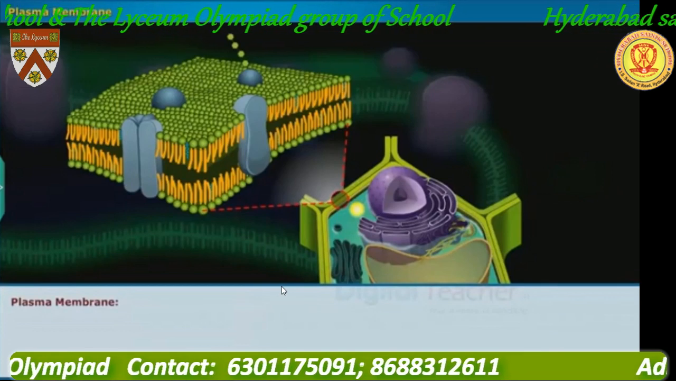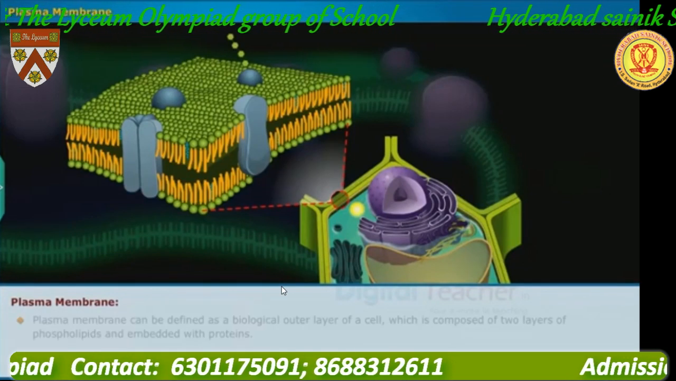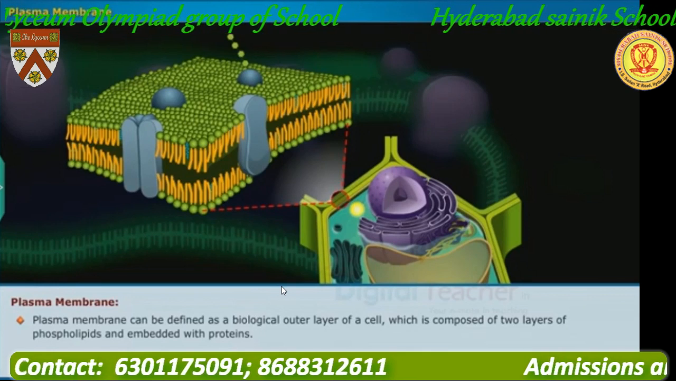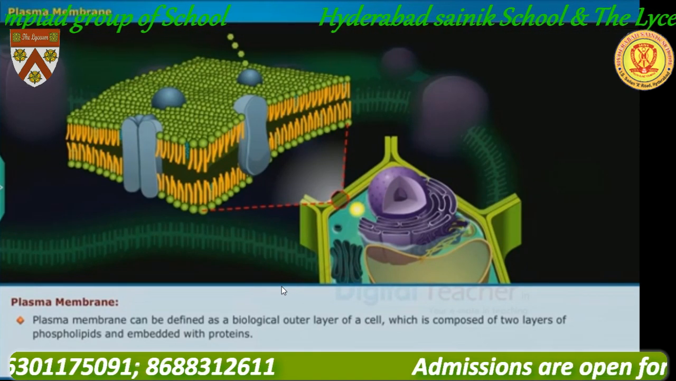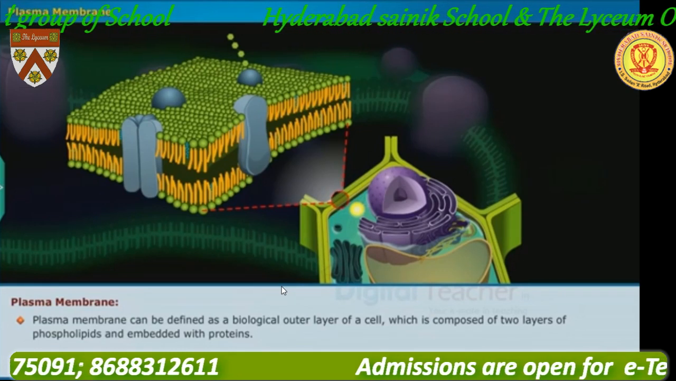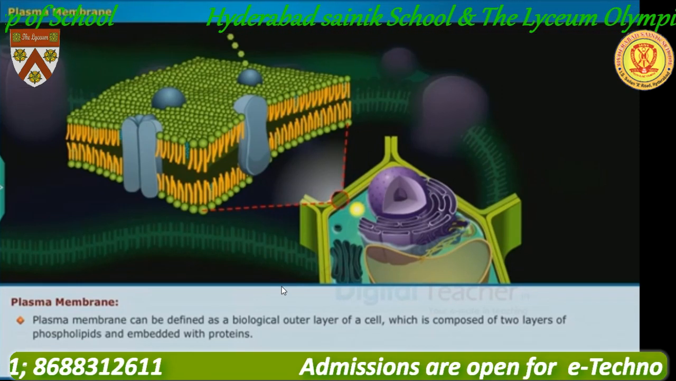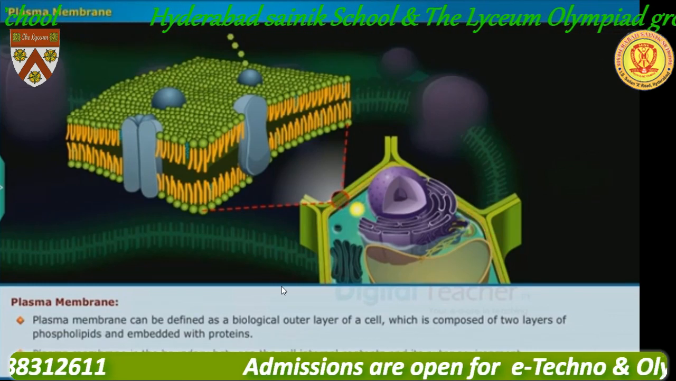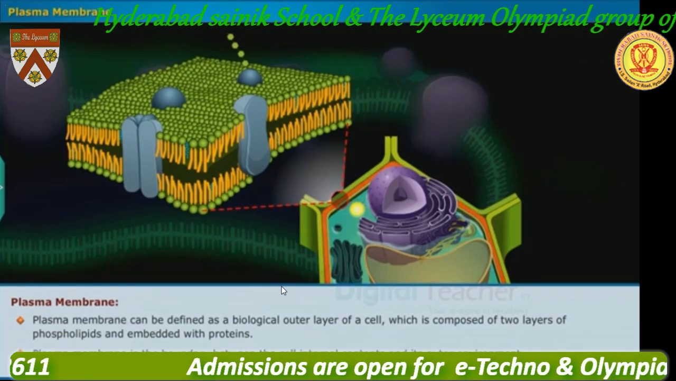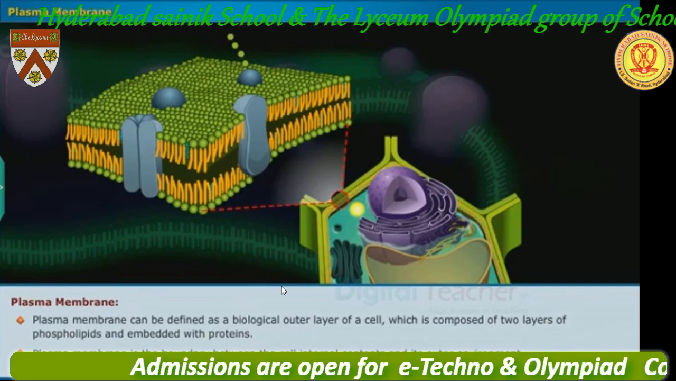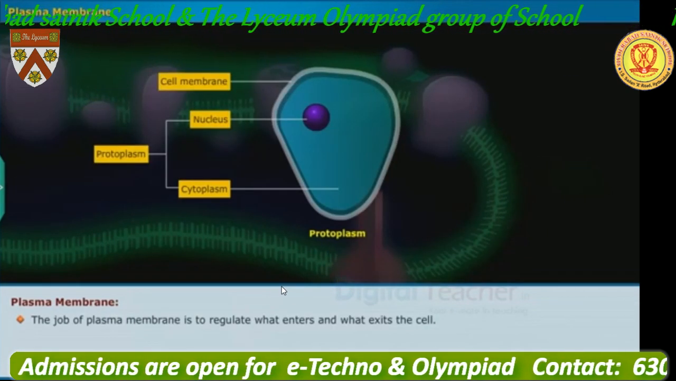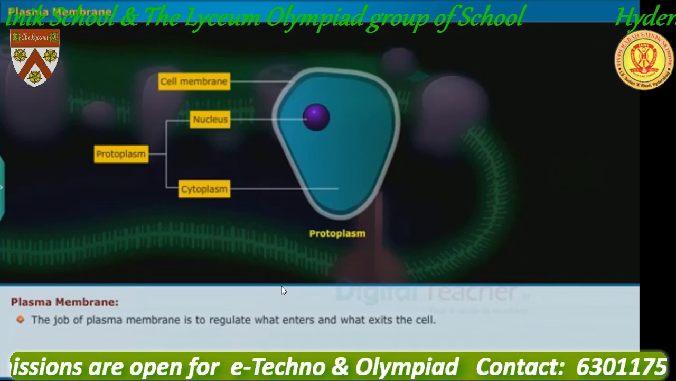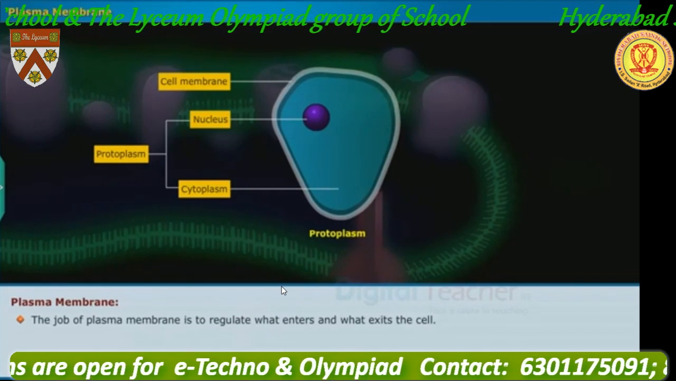Let us study about the plasma membrane. Plasma membrane can be defined as a biological outer layer of a cell, which is composed of two layers of phospholipids and embedded with proteins. Plasma membrane is the boundary between the cell internal contents and its outer environment. The job of plasma membrane is to regulate what enters and what exits the cell.